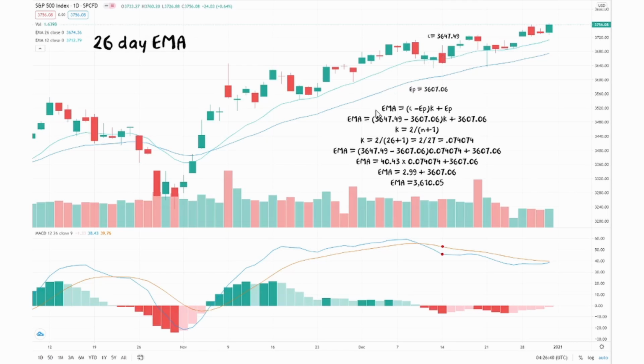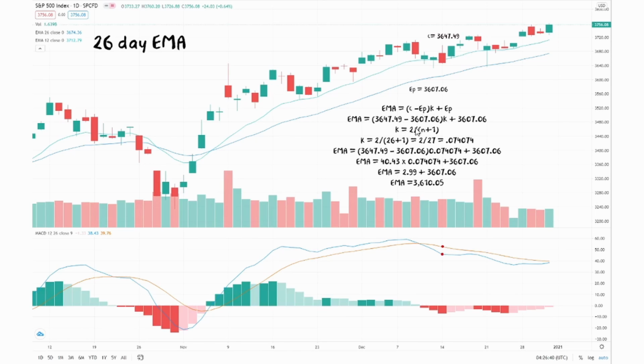The equation for EMA is the close minus the previous period's EMA, times K, plus the previous period's EMA. The close for December the 14th is $3,647.49, so that will be C here. And then the previous day's EMA, so this is the EMA for December 11th, which is the previous trading day. This point right here is $3,607.06. So we're going to subtract those two values, and what we get is $40.43. Then we're going to multiply that value by K.